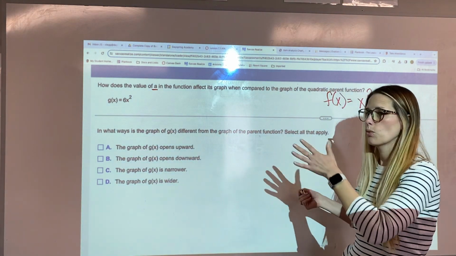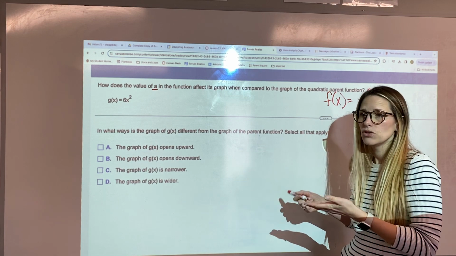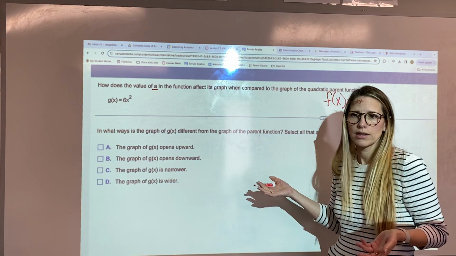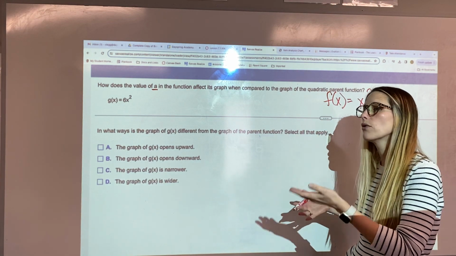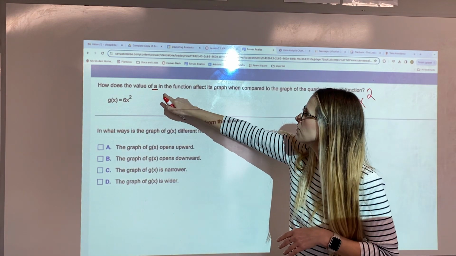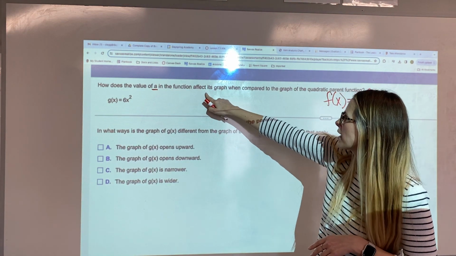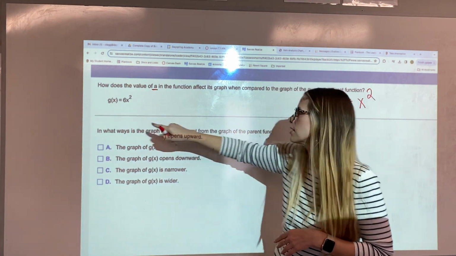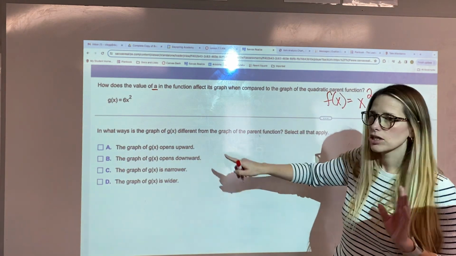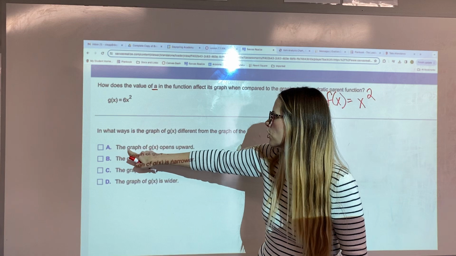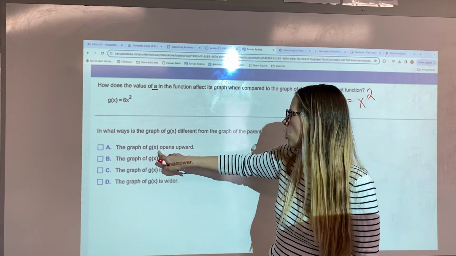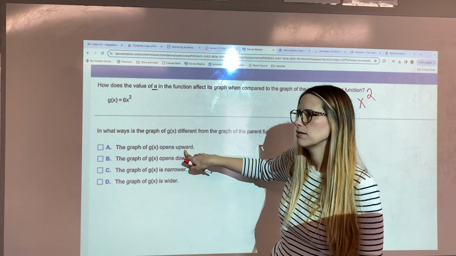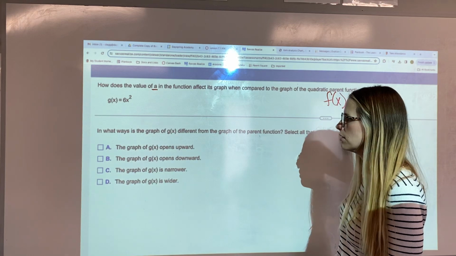Now, you could answer this question without graphing it, or you could actually make a table of values and then plot the points and see the graph. You could do both. Does anybody know how to do it without graphing it? It says, how does the value of a in the function affect its graph? How is the little baby with the coefficient 6 different than the mommy-daddy function? Let's look at the choices first. It says the graph of g of x, which is the little baby, opens upward. And we have to think, is that different from this parent function? We'll answer that in a second.